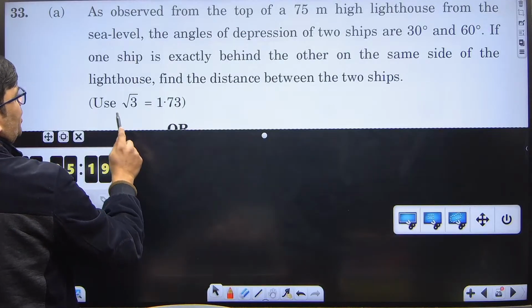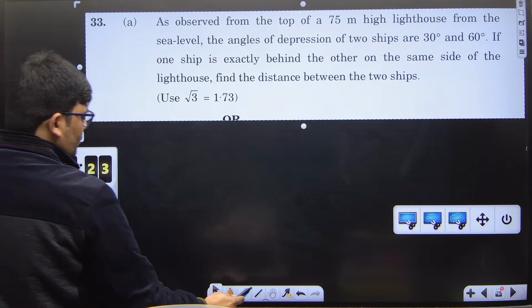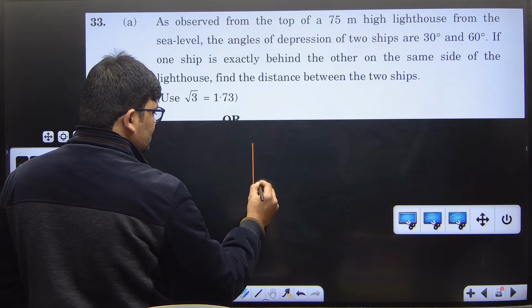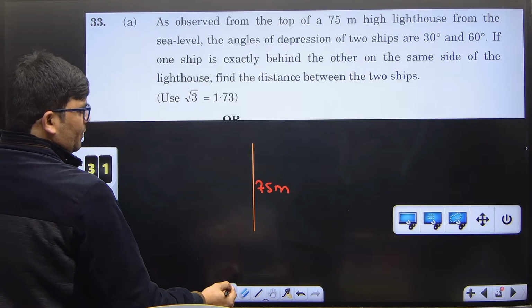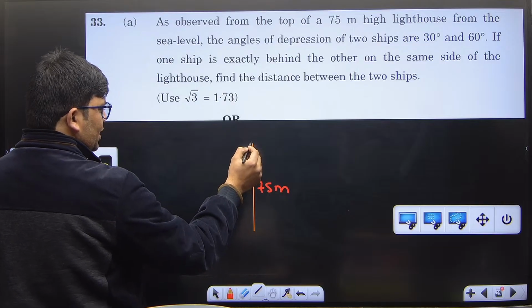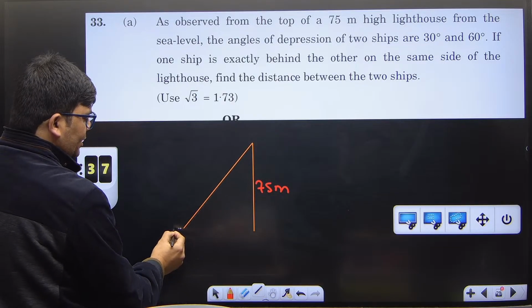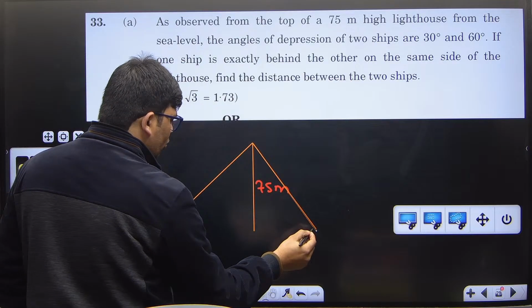As observed from the top of a 75-meter high lighthouse from the sea level. So first we will make the lighthouse. साथ साथ मेरे आप भी बनाते जाया करो. Please make it along with me. The angles of depression of the two ships. So this is a lighthouse. So angle of depression of the two ships are 30 degree and 60 degree. So one you will make longer, the other you have to make shorter.